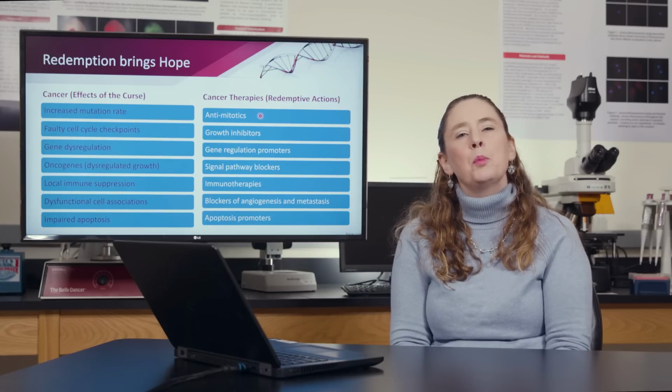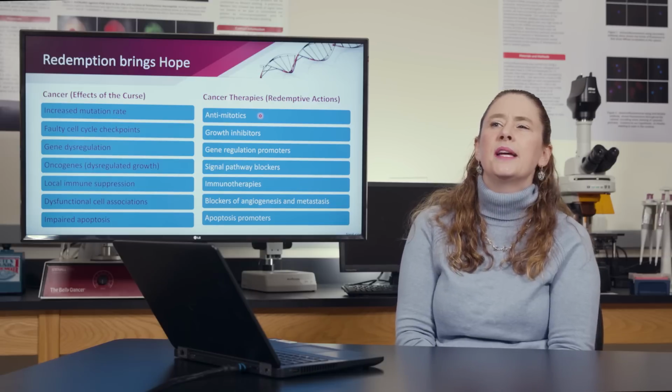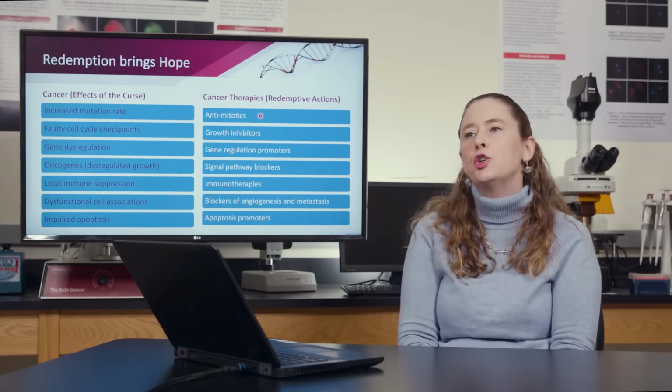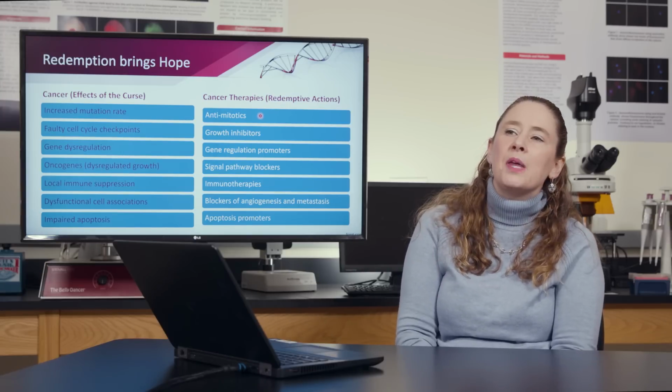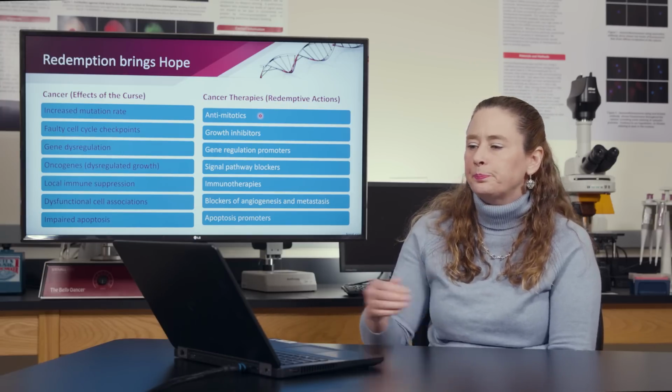And if you remember what the cancer progression diagram looked like, you can see how that would make sense, because one of the hallmarks of cancer is cells are dividing when they shouldn't. So if you can stop them from dividing when they shouldn't, you can help treat that cancer.